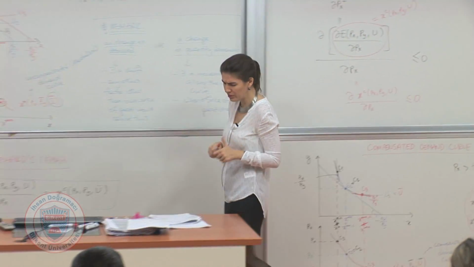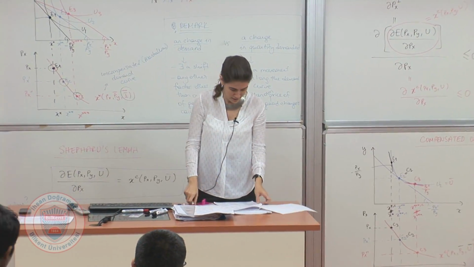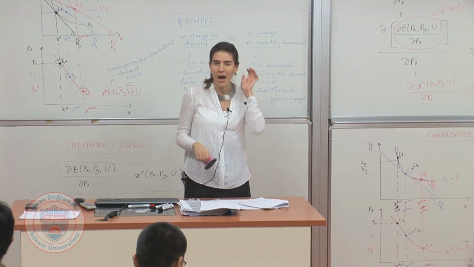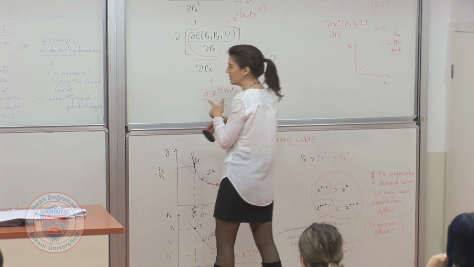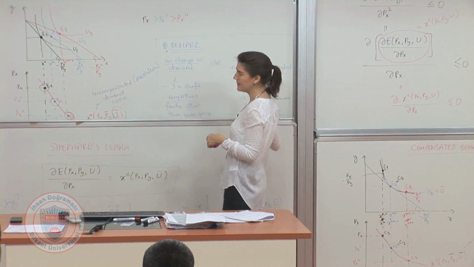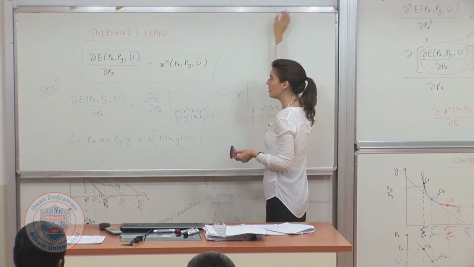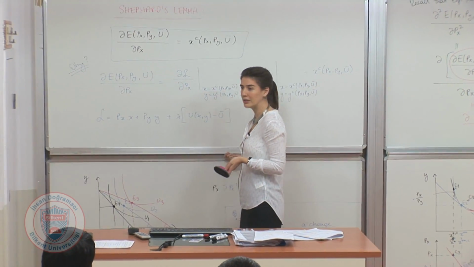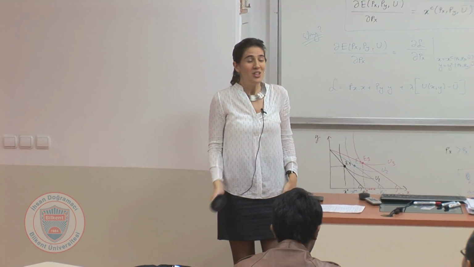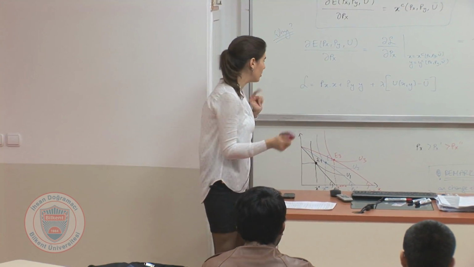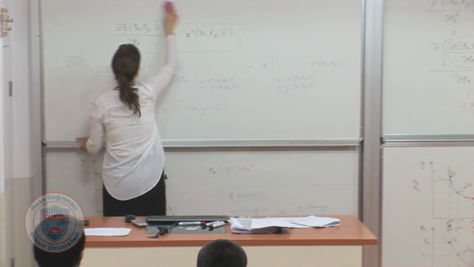Now, we'll see this via math. So there was another smart guy, okay? Not Shephard, but this time it's going to be some Russian guy called Slutsky, I think Eugen Slutsky. So he figured this out. So let's write this down.